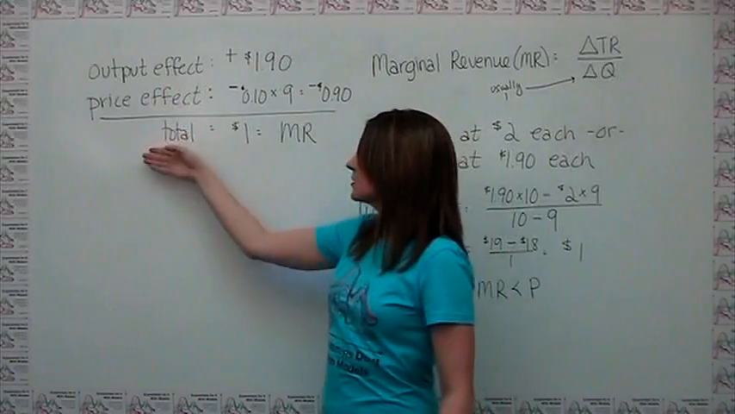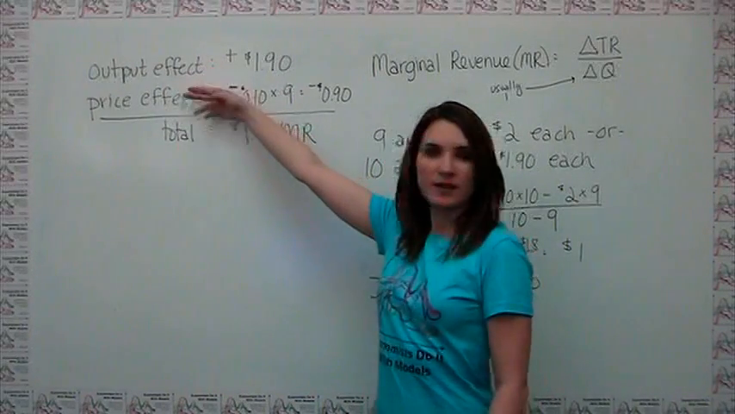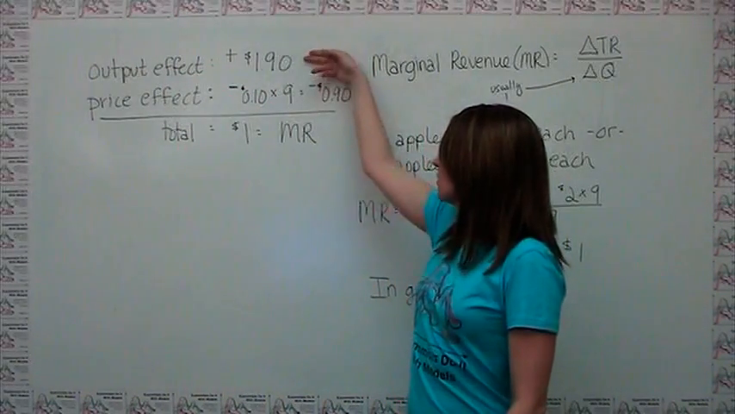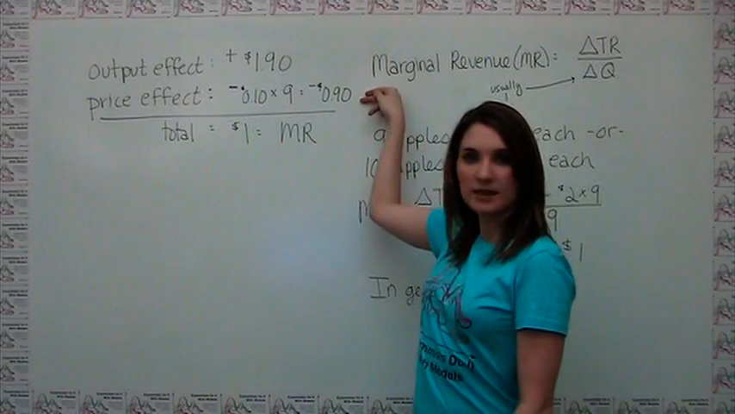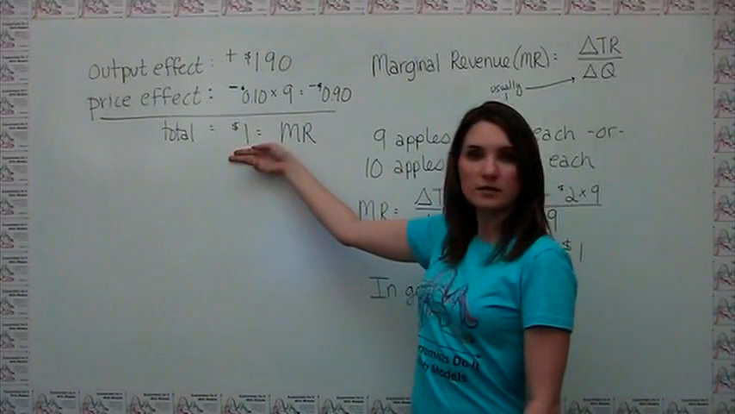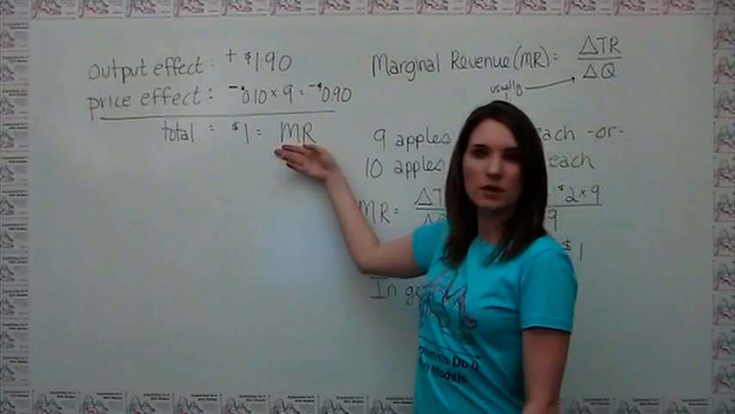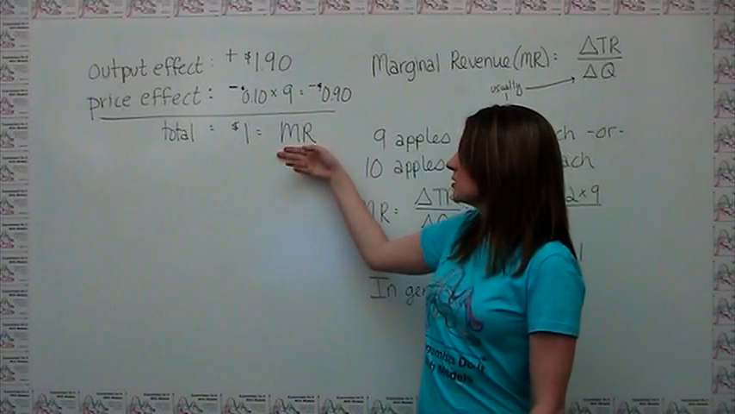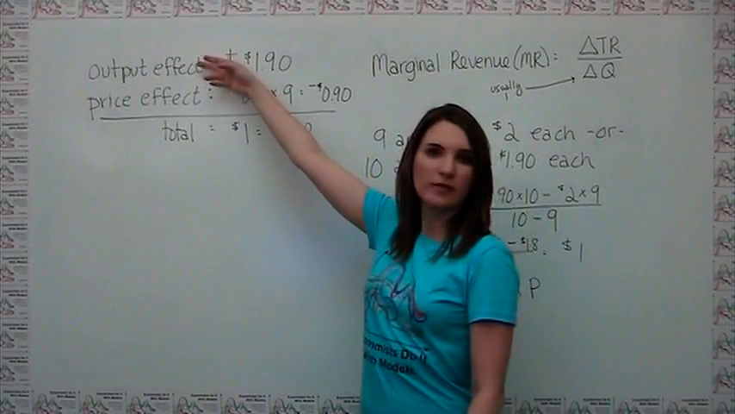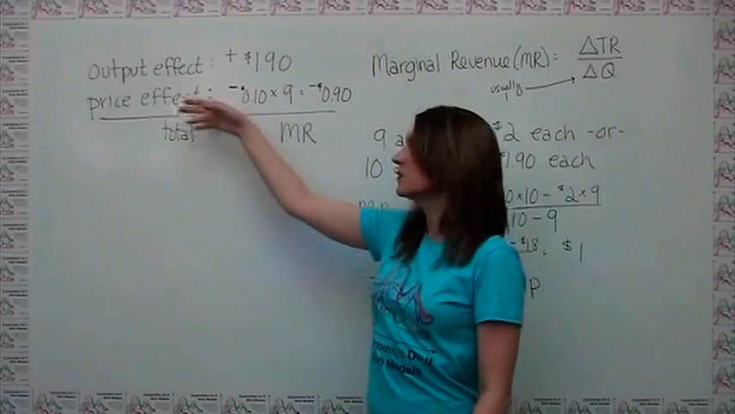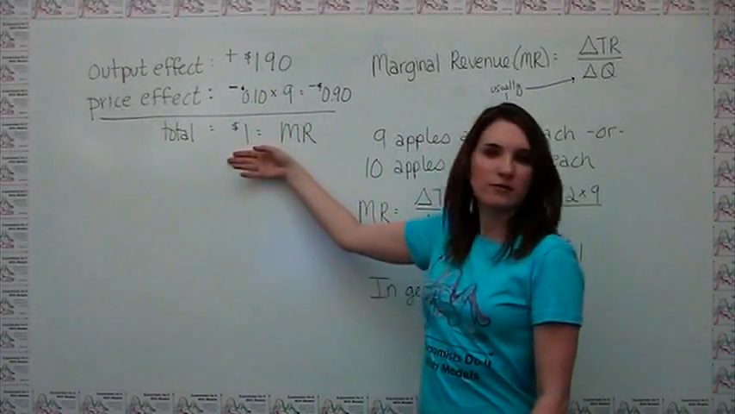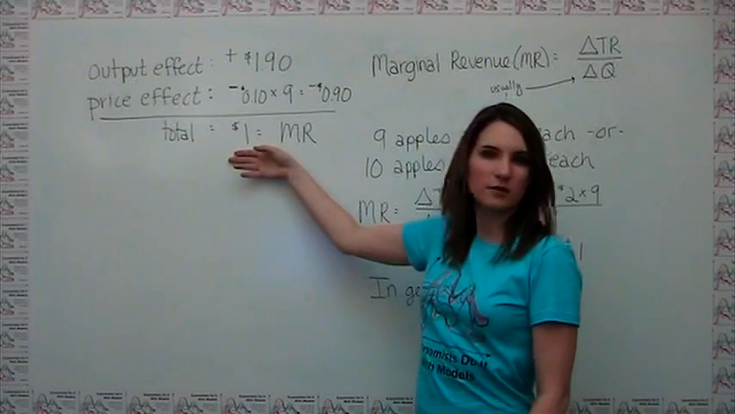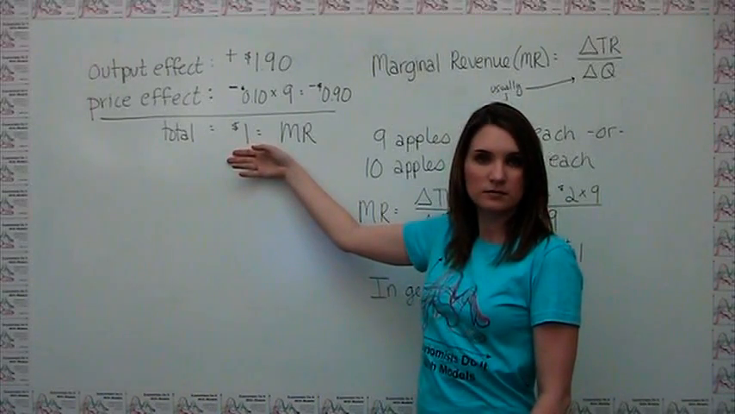You'll then notice that the total of the output effect and the price effect is $1.90 minus 90 cents, which is $1, which is equal to the marginal revenue. So in that sense, the marginal revenue is equal to the sum of the output effect and the price effect. And you'll also notice that marginal revenue has the units of dollars.